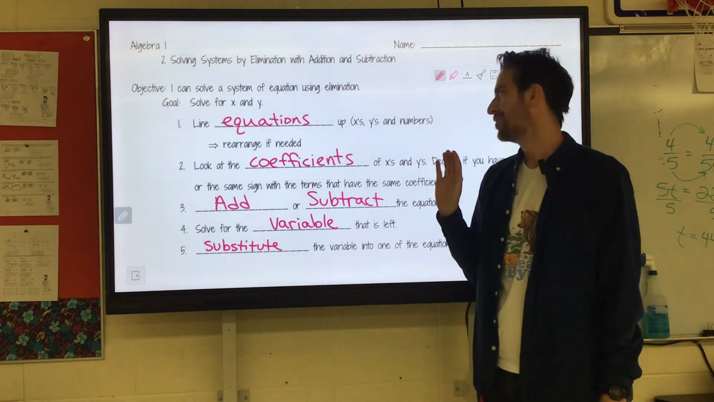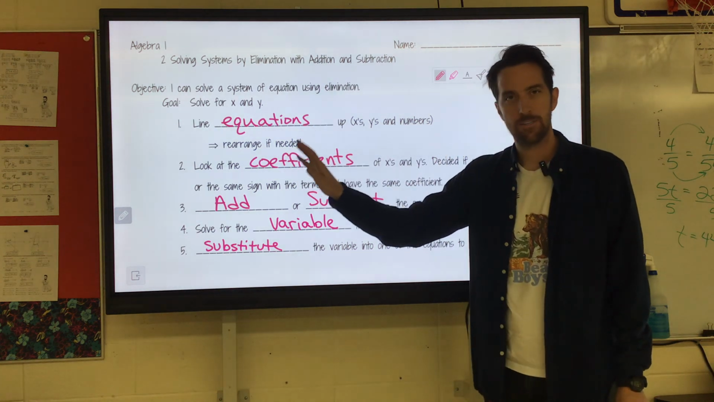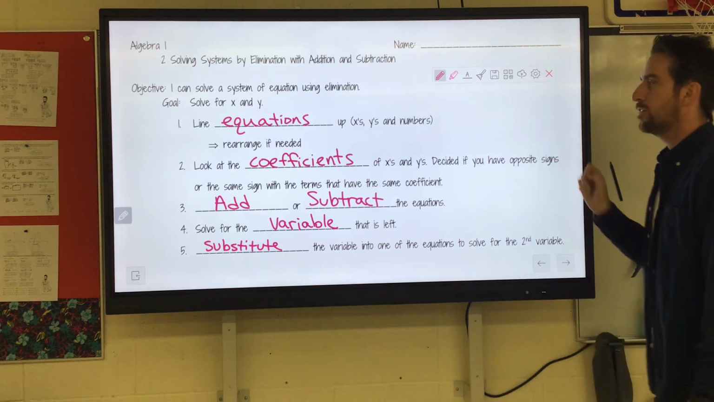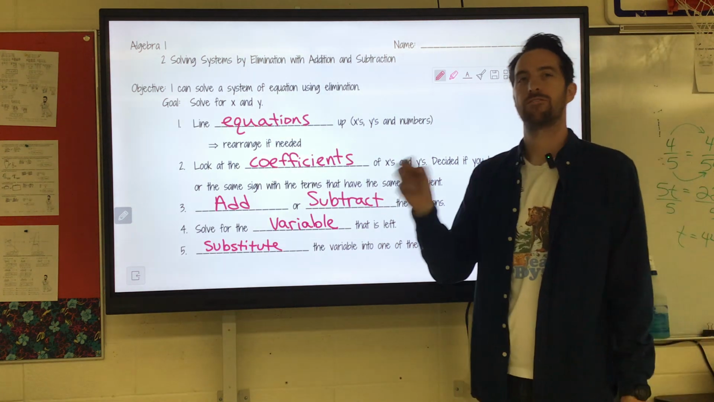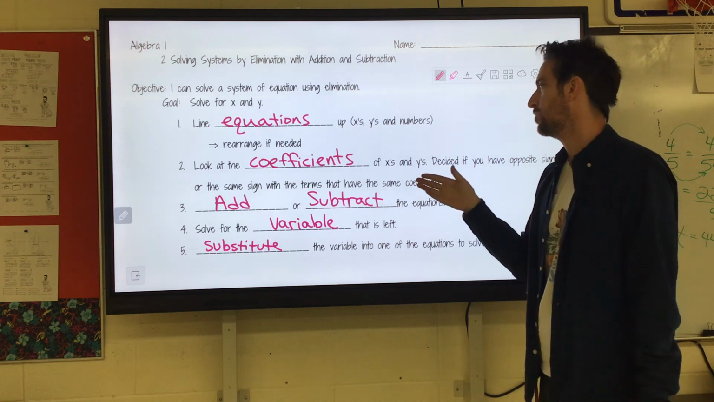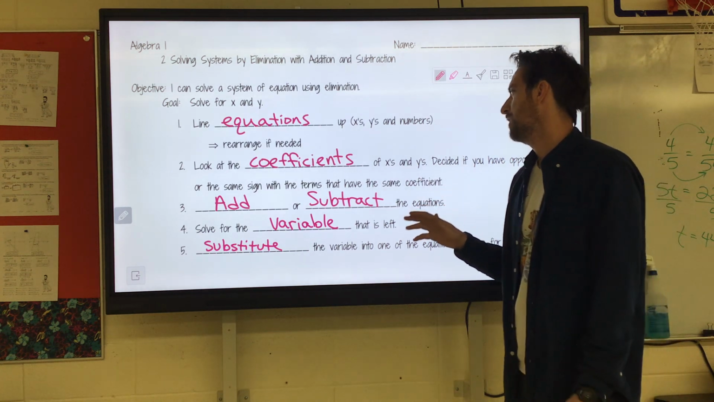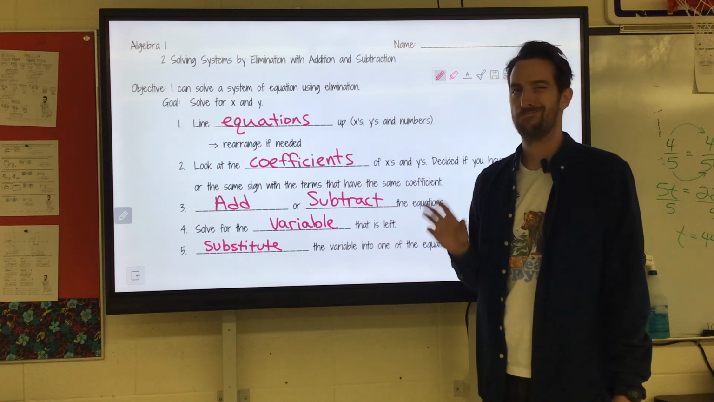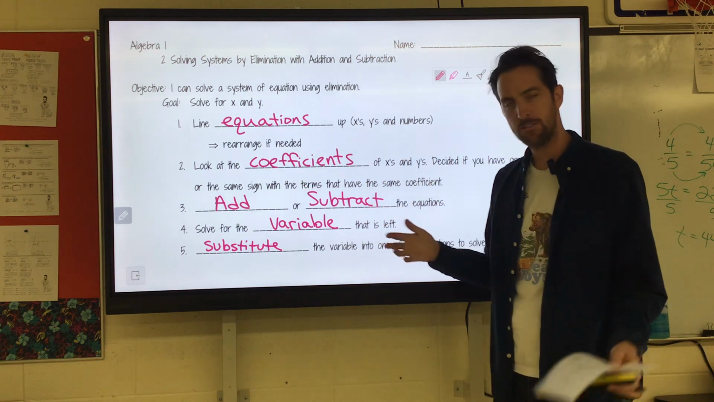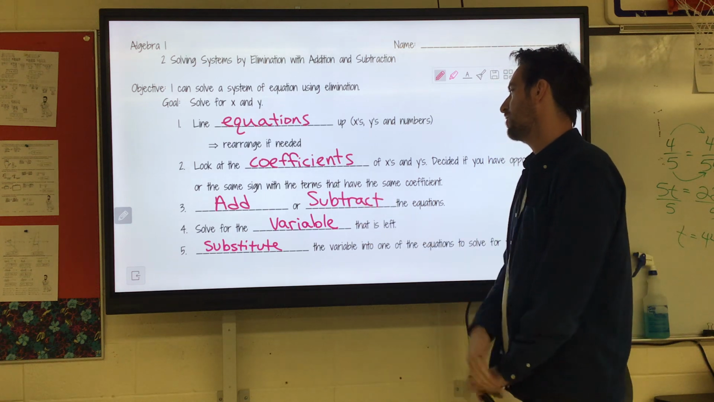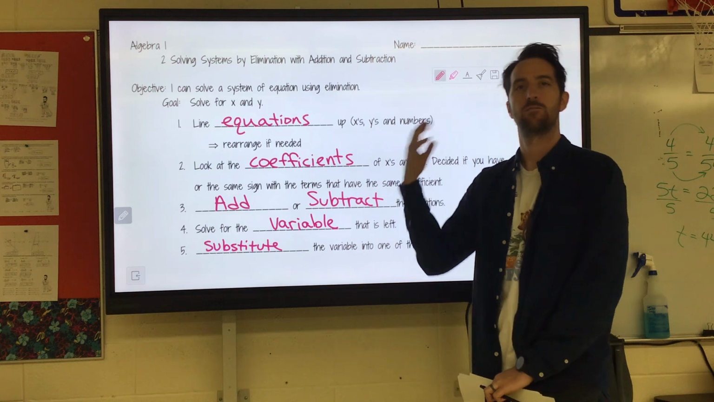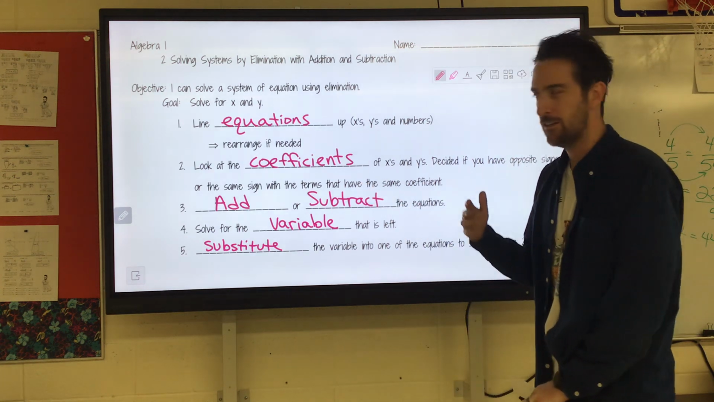We're going to get the x's and y's on the same side, and we're going to get the numbers on the other side. We're going to look at the coefficients, which are the numbers in front of the x and y. Decide if you have opposite signs or the same sign with the terms that have the same coefficient. We'll see what that means in a minute here. We're going to add or subtract the equations, and then we'll solve for the variable that is left. Once you know one of the variables, you can substitute it back in and solve for the other variable.